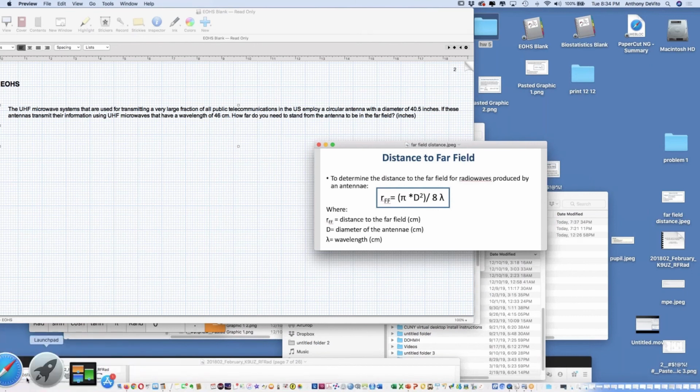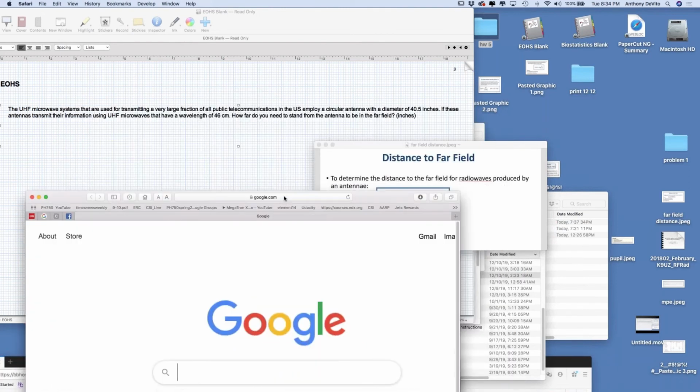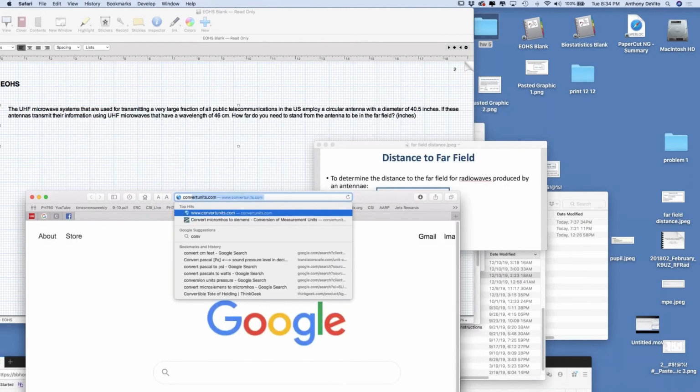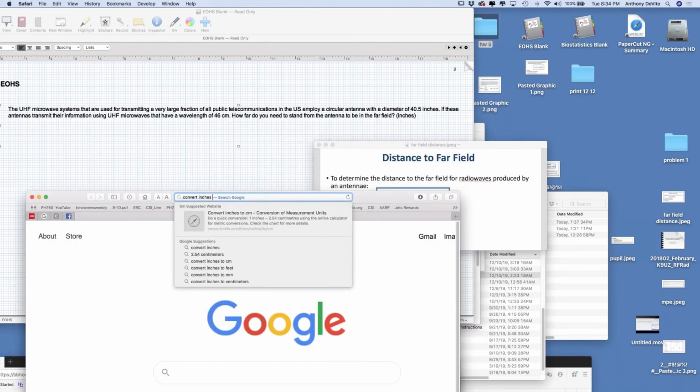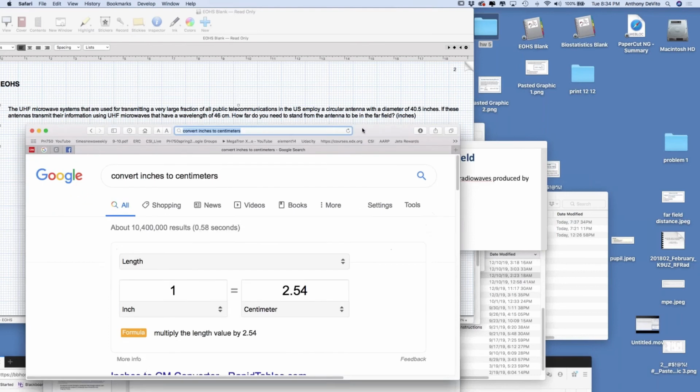Okay, so I'm going to go to Google, and I am going to convert inches to centimeters. And 40.5 inches is 102.87 centimeters. I'm going to call that 103.